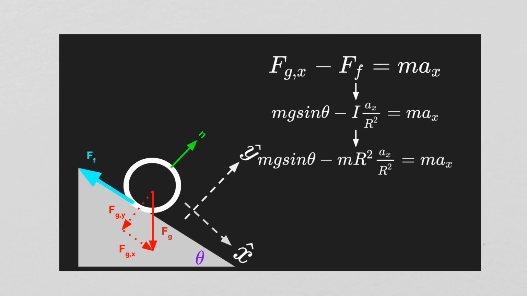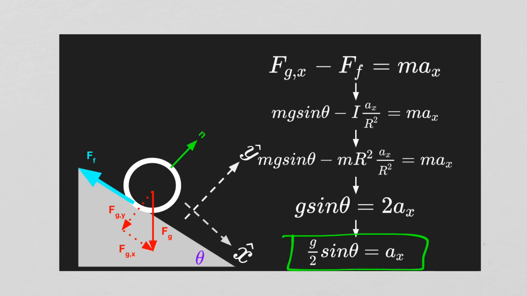We will put them together. We're going to start combining like terms. Oh, look, our m's went away. R squared goes away. 2ax, or I get the linear acceleration in the x direction is g over 2 sine theta. And I got this because I had to relate angular acceleration to torque.